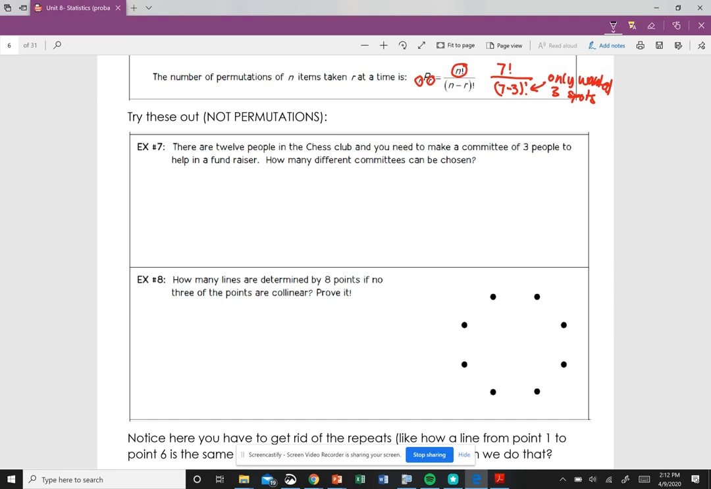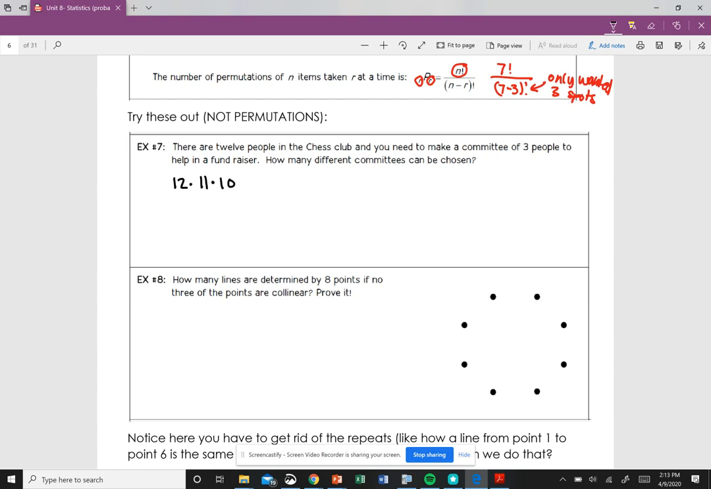So right here it says there are 12 people in the chess club. You need to make a committee of 3 people to help in the fundraiser. How many different committees can be chosen? So that means we have 12 people, and we have 3 committee members. So we do 12. And then how many people would be left to pick the next spot? 11. And then how many people would be left to pick the next spot? 10. So we've got those.